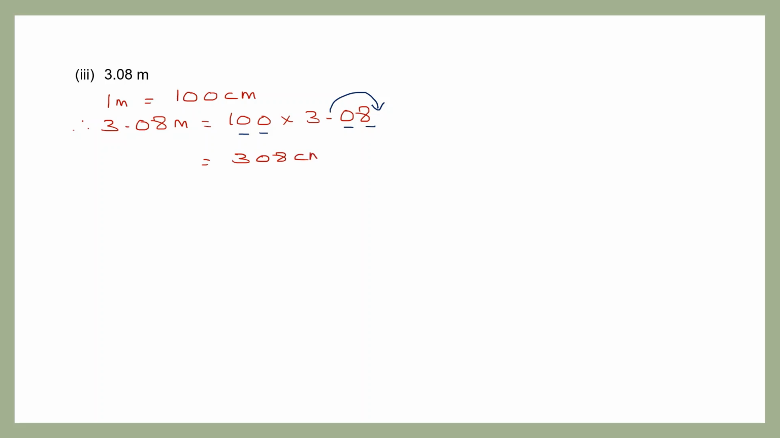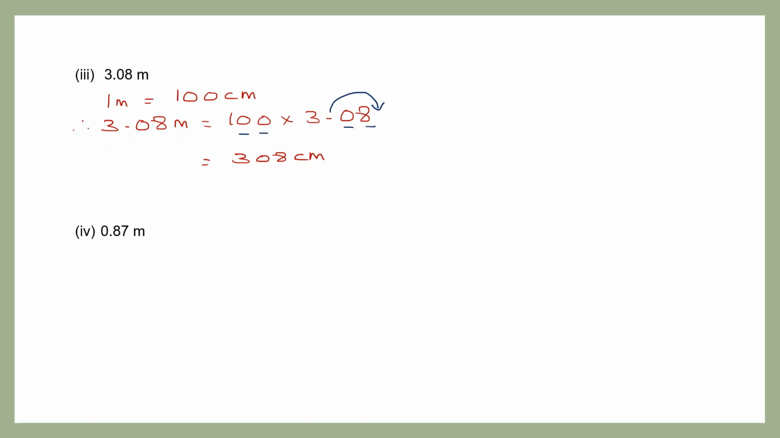Question 3. 3.08 meters converted to centimeters. So 1 meter equals 100 centimeters. Therefore, 3.08 meters will be 100 into 3.08. Now there are two zeros, so my point will move 2 places to the right. So what do I get? I get 308.0 or simply 308 centimeters.